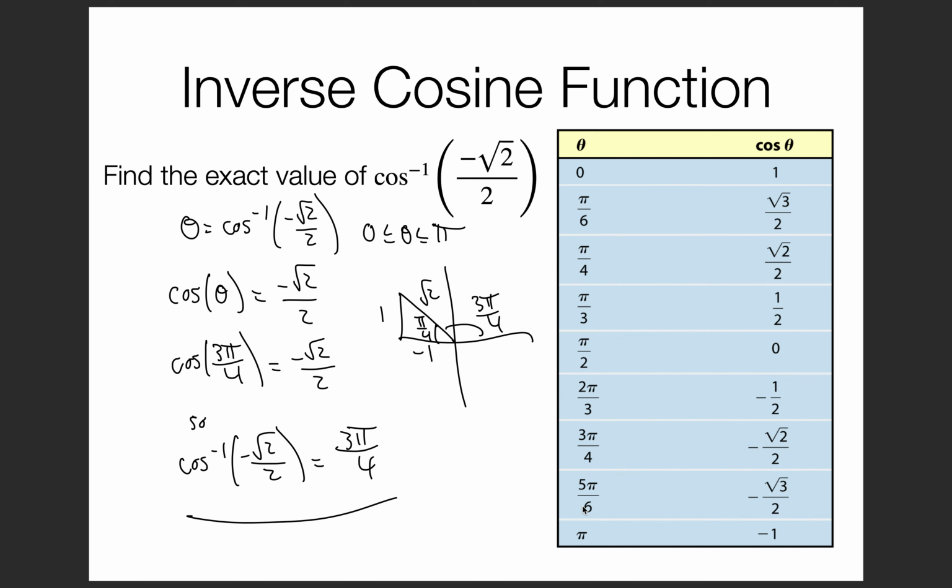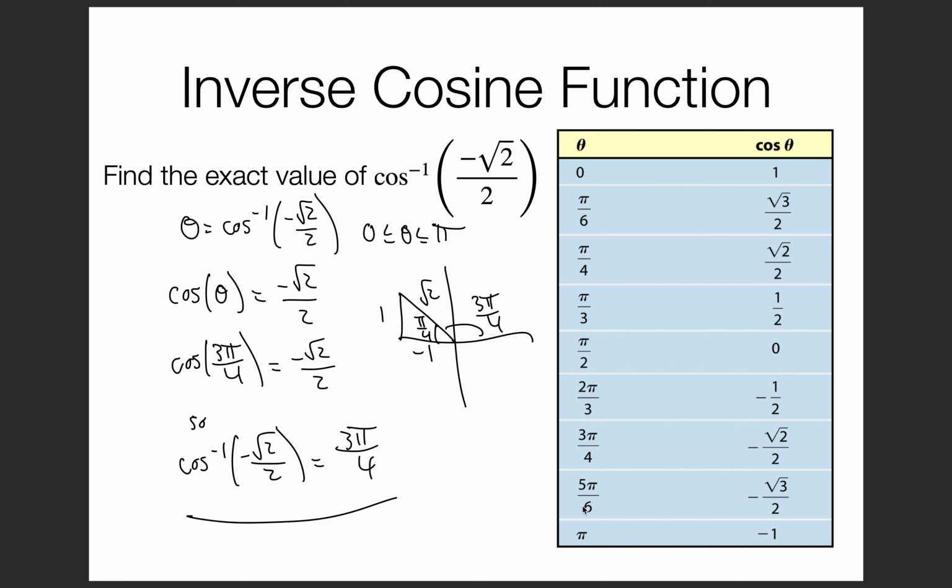So again, I play the game: I have an angle that has to be in the first or in the second quadrant. Okay, so I've narrowed it down to the first or the second. And I have to think, where is cosine negative? Everything is positive in the first quadrant. Cosine is negative in the second quadrant. That means that my angle must be in the second quadrant.